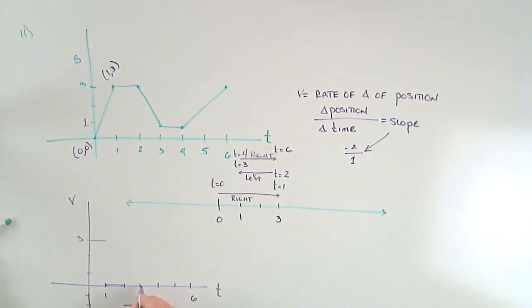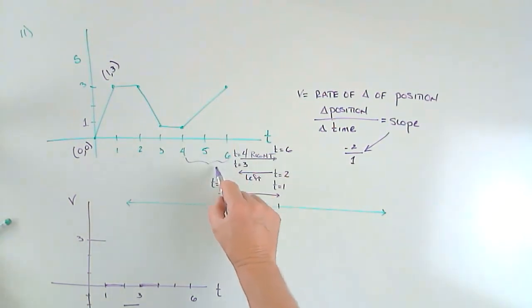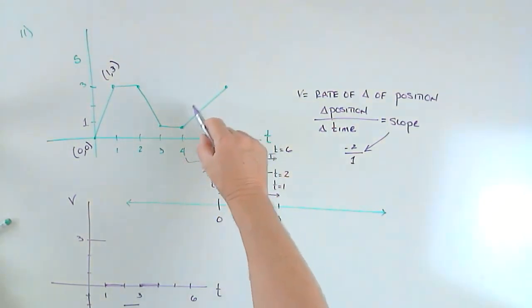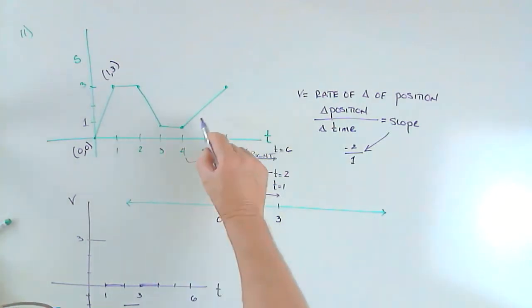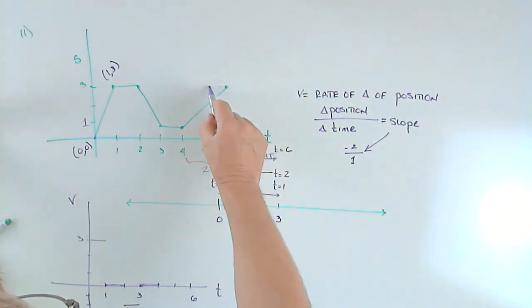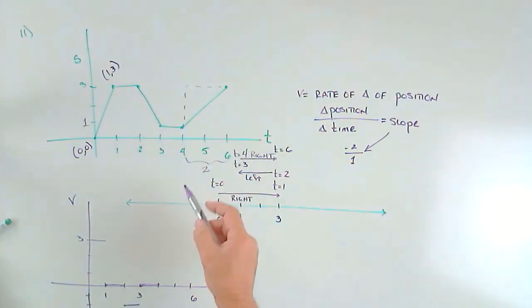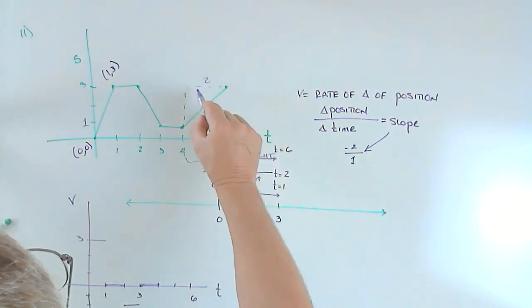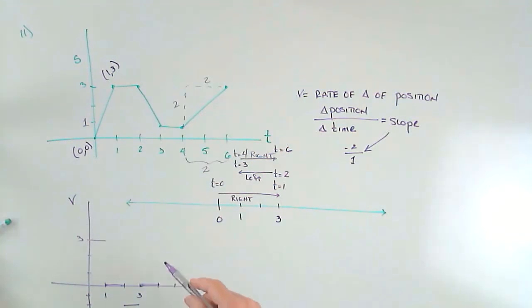Between 3 and 4, we stop again, right? And then what happens between 4 and 6? Well, our change in x is 2. Our change in y, we go from 1 to 3, right? If we were back in algebra 1, we would have written something like this. We would have said, well, the change over here is 2. The change over here is 2. So the slope of that line is going to be positive 1. So our velocity between 4 and 6 is 1.